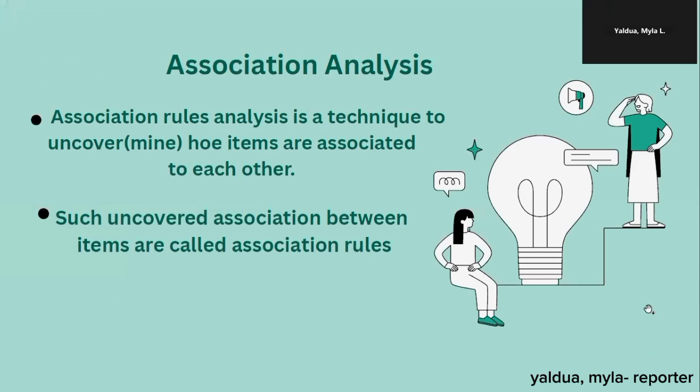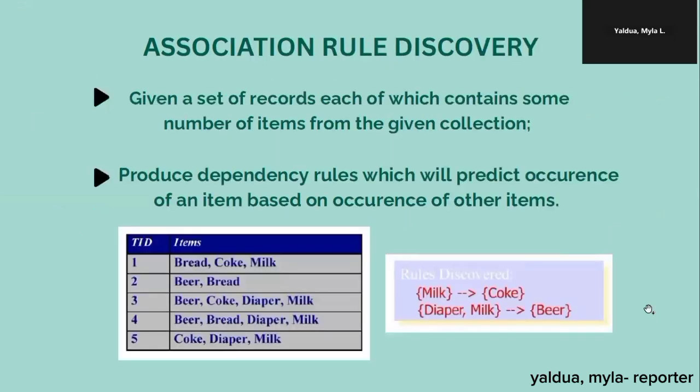Association rules analysis is a technique used to discover relationships between items in a dataset. The goal is to uncover how items are associated with each other. For example, in a supermarket, it might reveal that customers who buy diapers also tend to buy beer. These discovered relationships are called association rules.